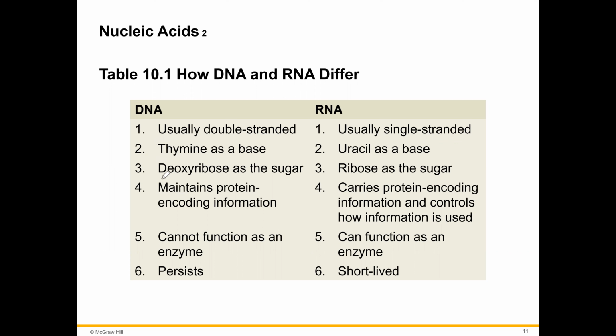DNA has deoxyribose sugar. This is where the name came from, deoxyribonucleic acid. RNA uses ribose. It's a ribonucleic acid. DNA maintains protein encoding information. RNA carries protein encoding information from DNA and controls how information is used. DNA cannot function as an enzyme. RNA can function as an enzyme. DNA persists. RNA is short-lived.